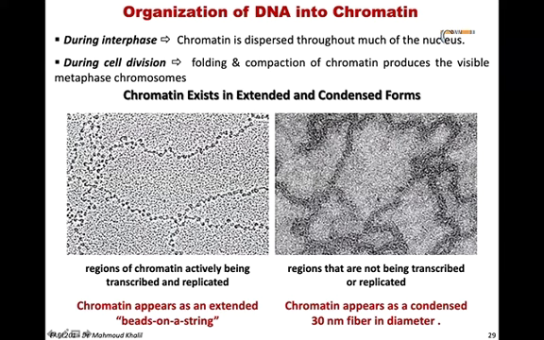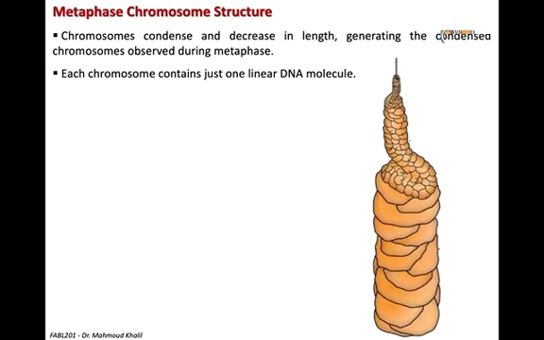So this shows the correlation between structure and function. When the DNA is in the form of beads on a string, it is actively transcribed or replicated. While when it starts to be compacted, that means the DNA is closed, so there is no transcription or replication. So looking closely at the levels of compaction, the chromosome condenses and decreases in length, generating the famous chromosome that is obvious in metaphase.